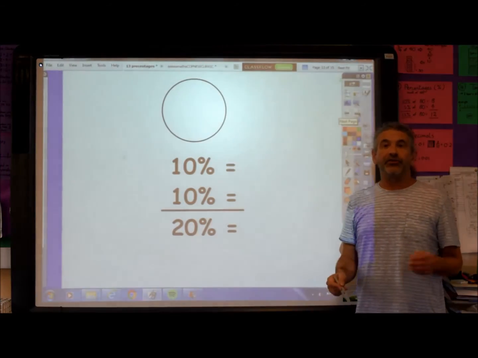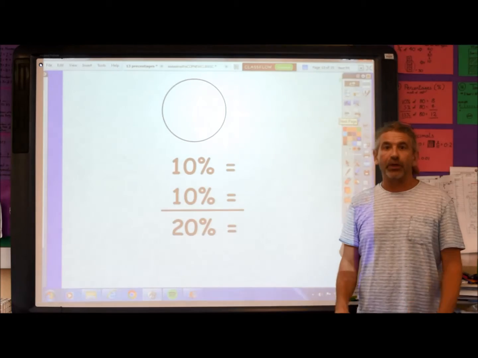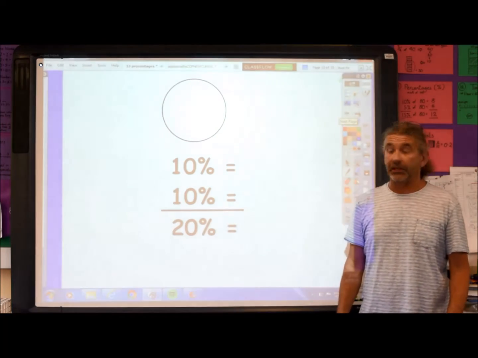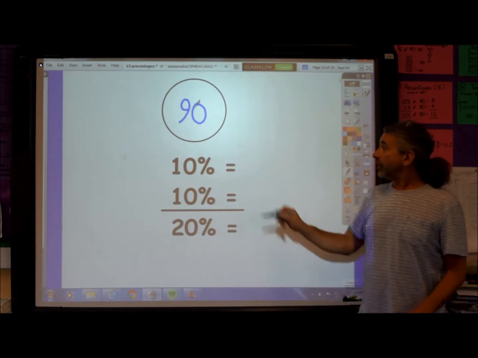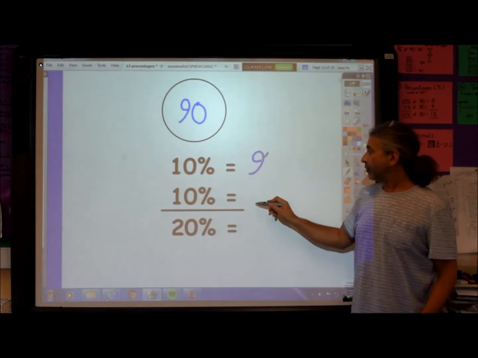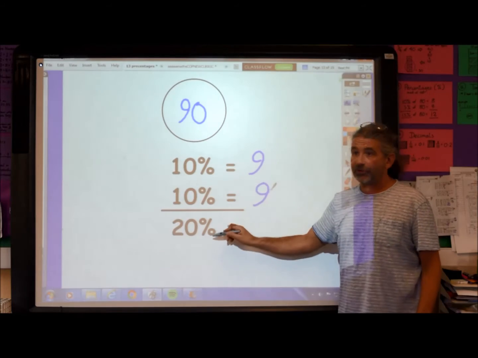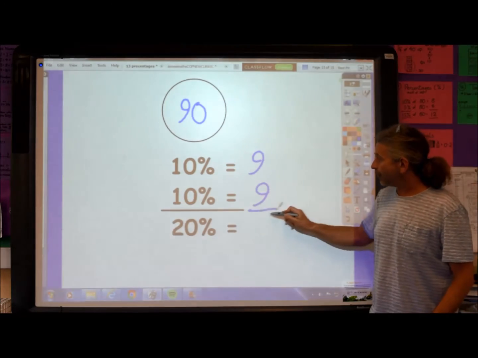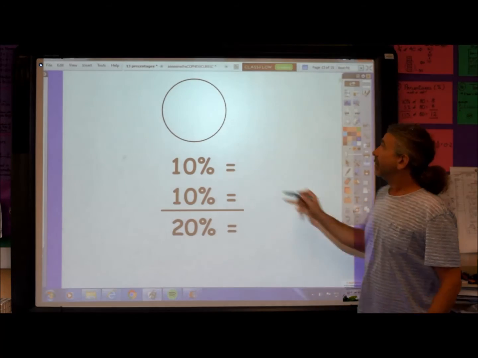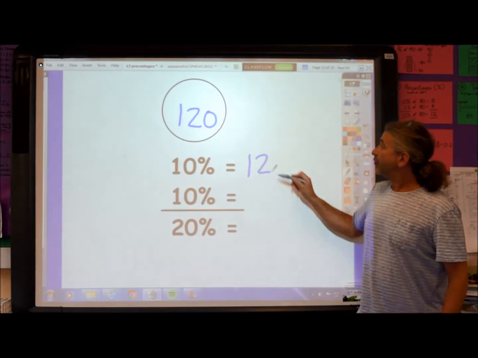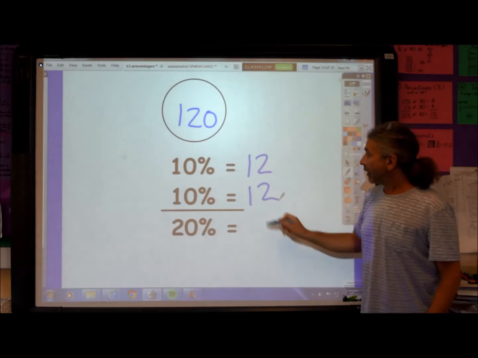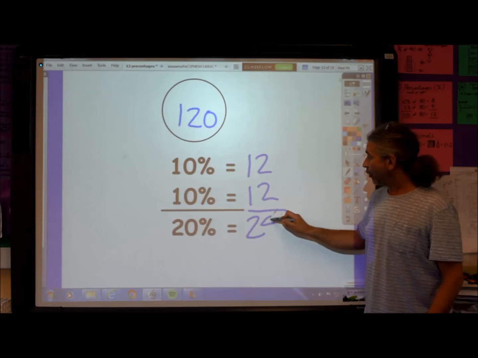If you can find 10% of something, you can very quickly find 20% by doubling it. So for example, if you start with the number 90, 10% is 9, another 10% is 9, so to find 20% of them, just add the two 10%, 18. If we start with 120, 10% is 12, 10% is 12, so add them together, 24.